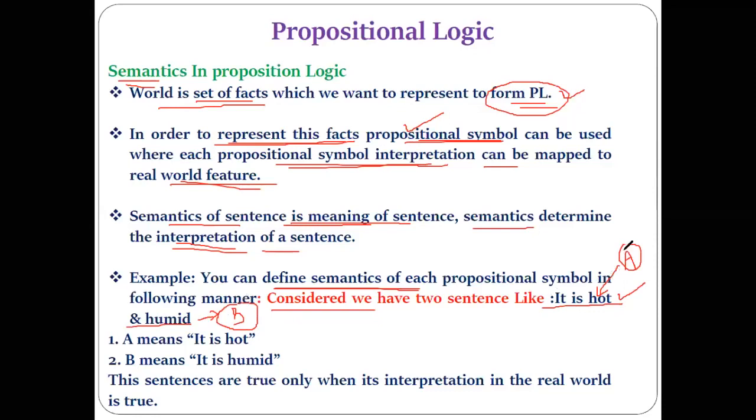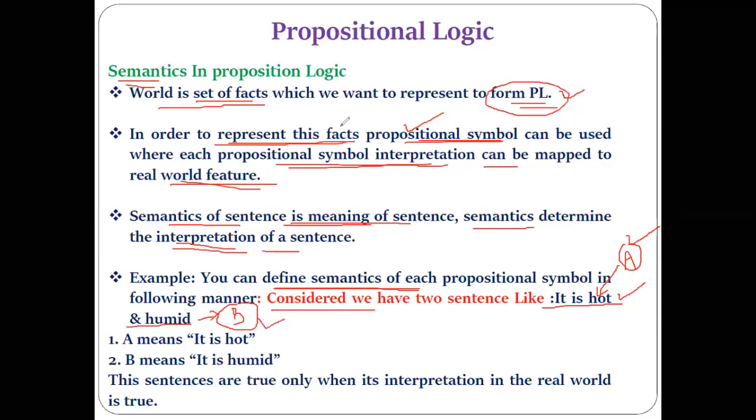Now which propositional symbols have we utilized here? Can you tell me which are the propositional symbols? A is one propositional symbol and B is another propositional symbol.